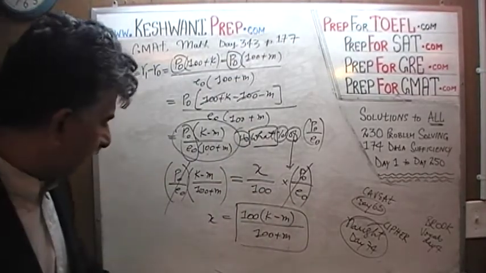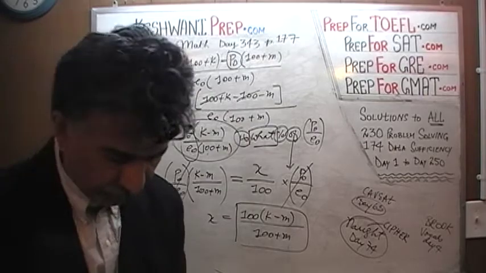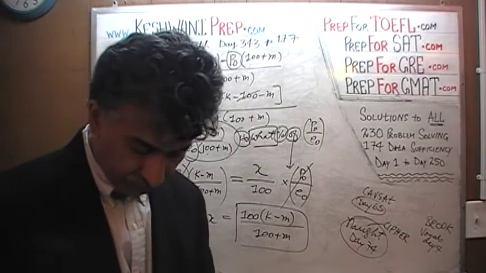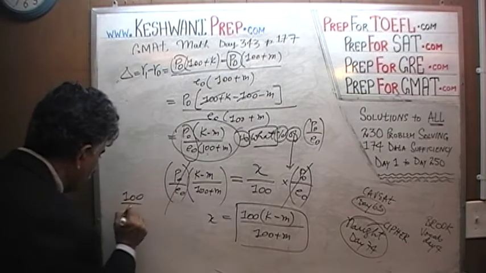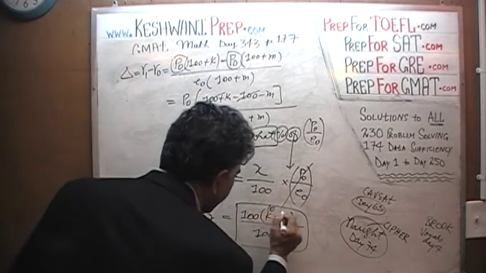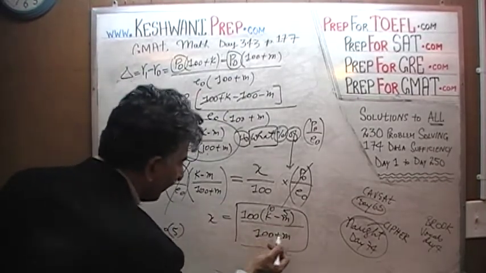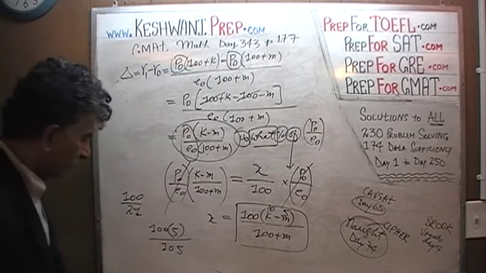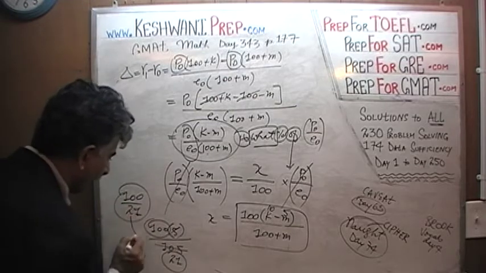Which is exactly what we found the answer to be when we used plug-in numbers. If you recall, we had plugged in 10 for K and 5 for M, and our final answer, our punchline, was 100 over 21. And if you put in here 100 times K minus M, our K was 10 and our M was 5. 10 minus 5 is 5 over 100 plus M, M is 5. So it's 100 plus 5 is 105. That's exactly what we had found. We divide top and bottom by 5, and this becomes 21. And we end up with 100 over 21, which is what our answer was.